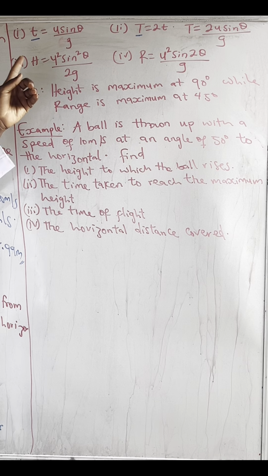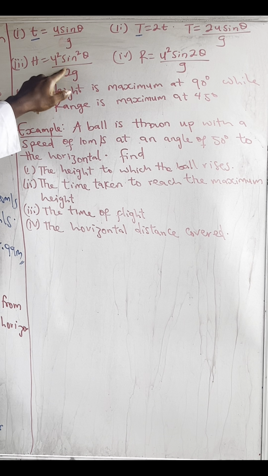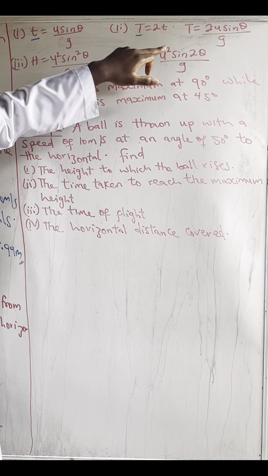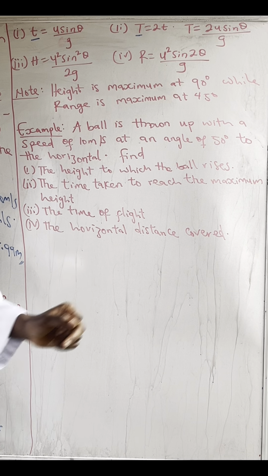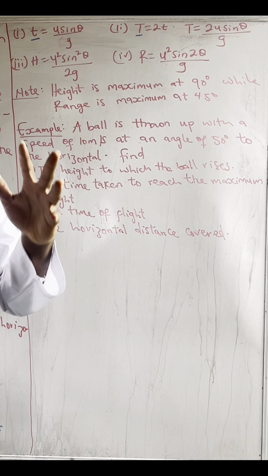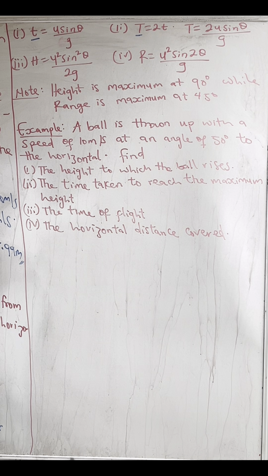We also have the height. The formula for height is u square sin square theta over 2g, while the formula for range is u square sin 2 theta over g. These formulas, you must know them, and you must not confuse them with each other. So you don't have to know another thing.